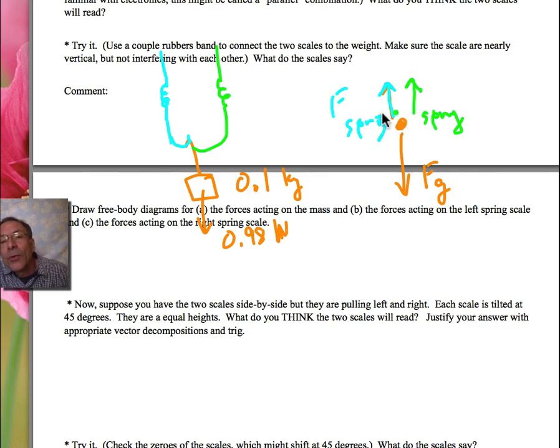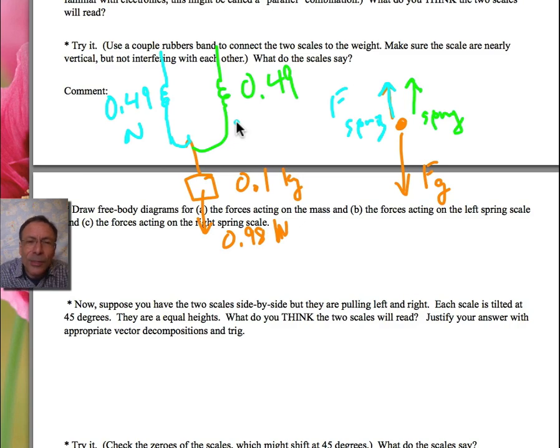Once you've got to this point, if you've been drawing your free body diagrams like good students, it becomes obvious. Half of the weight is held up by one, and half the weight is held up by the other. So what's half of 0.98? 0.49. This one should read 0.49 newtons, and this one should read 0.49 newtons as well. So anyway, that's the story of this exercise.